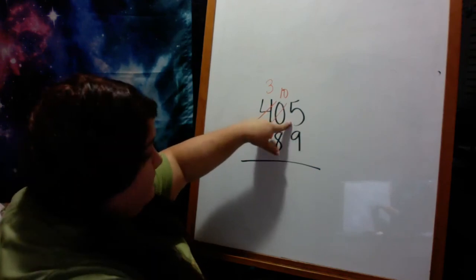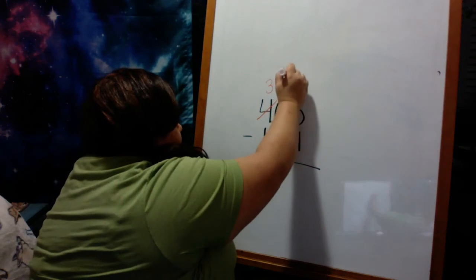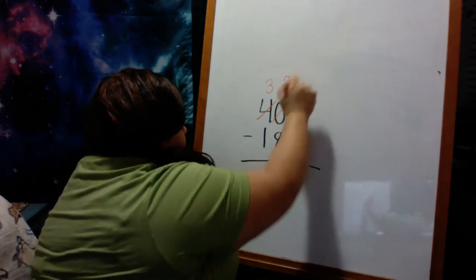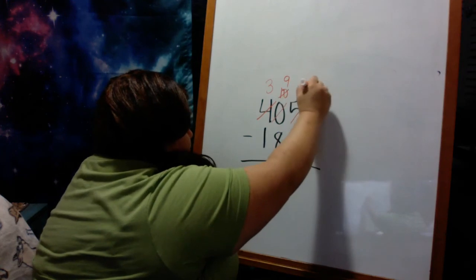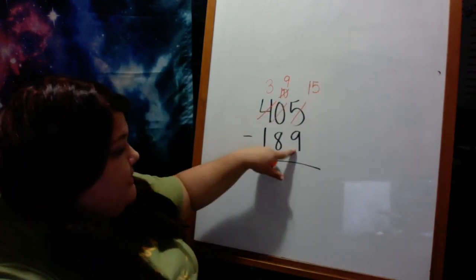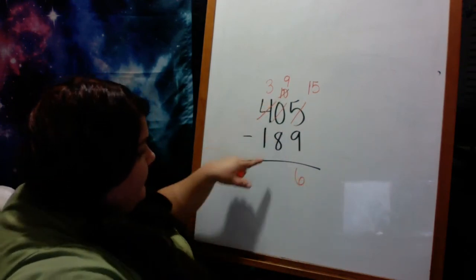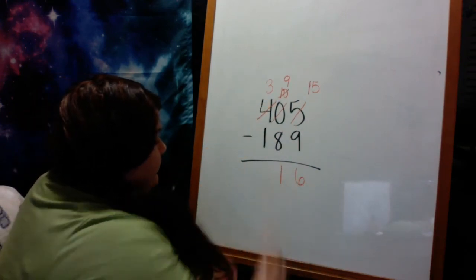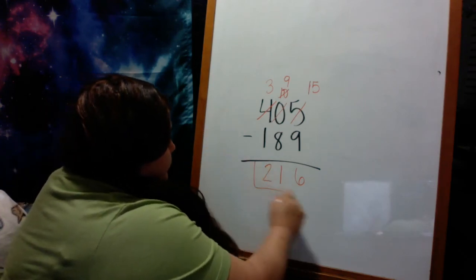So they have plenty now, but do I have any yet? Can I take 9 from 5? No, I still need to borrow. So I'm going to take 1 from them, and 10 more plus 5. So 10 plus 5 gives me 15. Now I can subtract. 15 minus 9 gives me 6. 9 minus 8 equals 1. And 3 minus 1 equals 2.